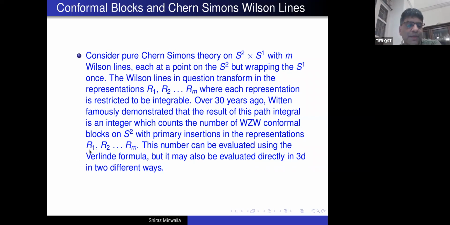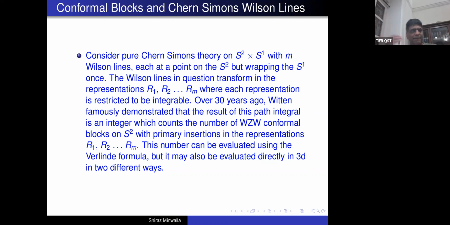with the Wilson lines taken to be in representations R1, R2 to Rm, is the dimension of the space of conformal blocks of Wess-Zumino-Witten theory with primary operators in representations R1, R2 to Rm on S2. Actually, this is true on any genus g Riemann surface, but we will need this only for S2. Now, the number of conformal blocks is computed by a famous formula by Verlinde.